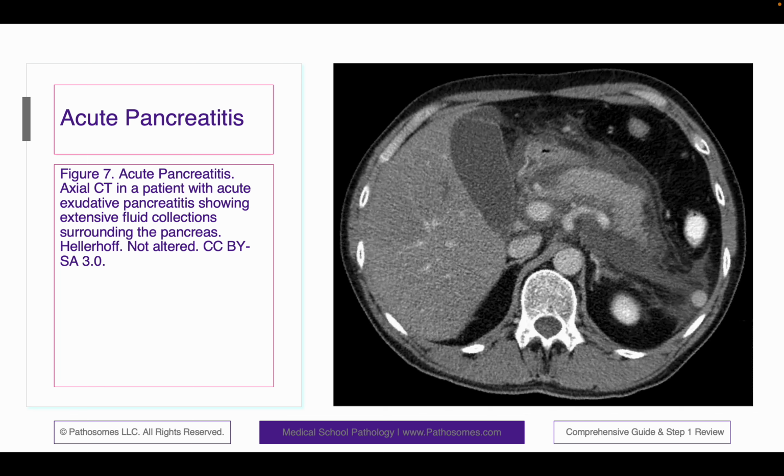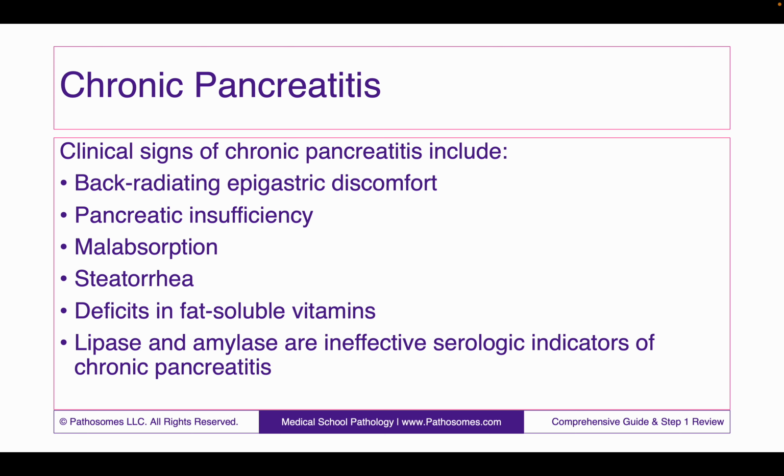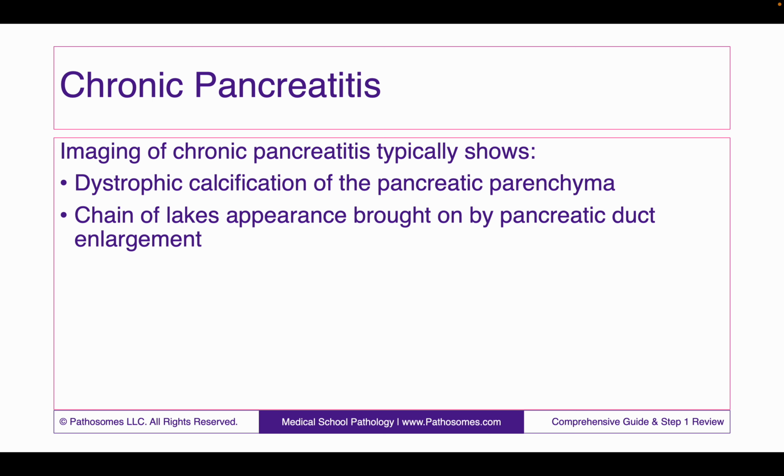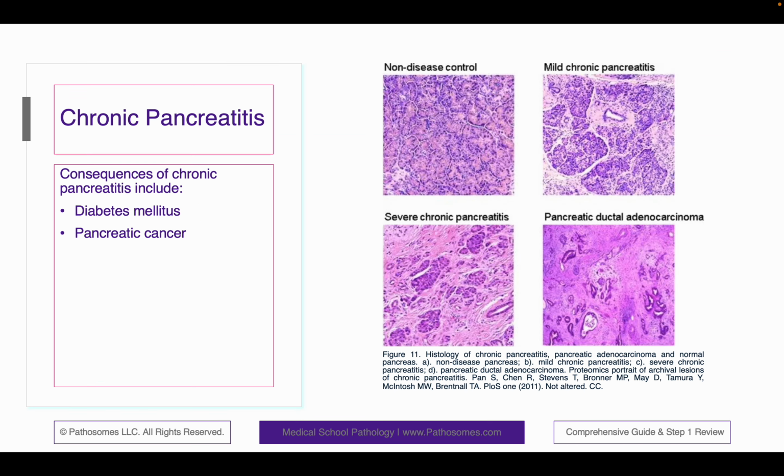Also associated with chronic pancreatitis, lipase and amylase are inefficient serologic indicators of chronic pancreatitis, right? So keep that in mind. Imaging of chronic pancreatitis typically shows dystrophic calcification of the pancreatic parenchyma. And chain of lakes, that's a buzzword, chain of lakes appearance brought on by pancreatic duct enlargement.